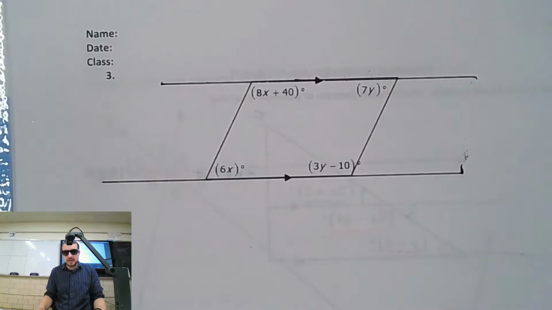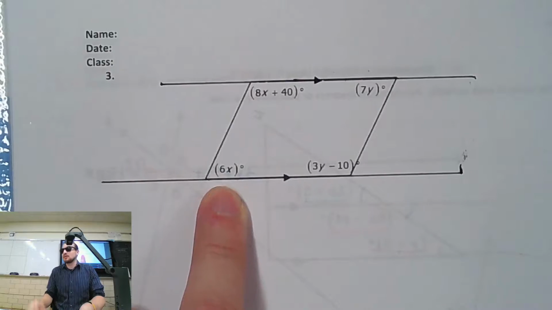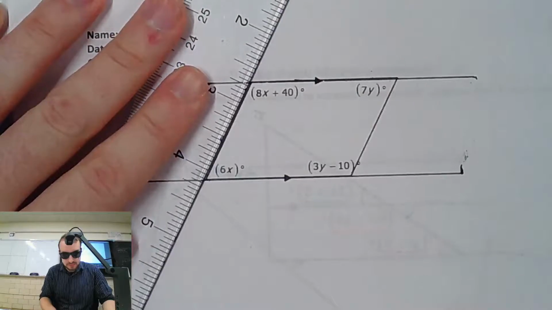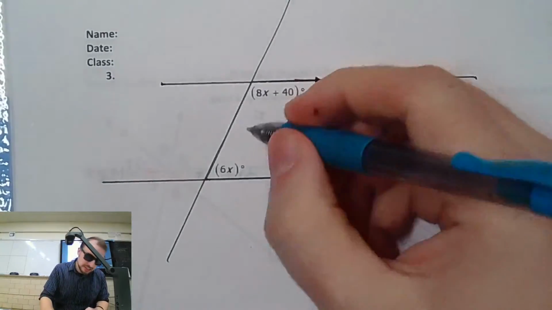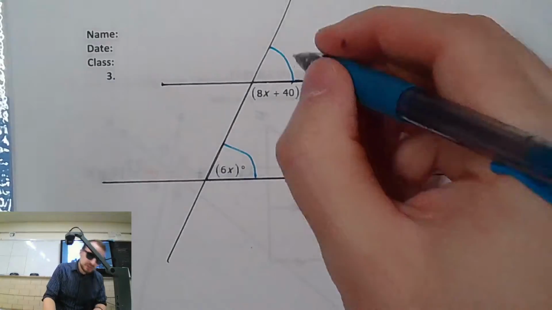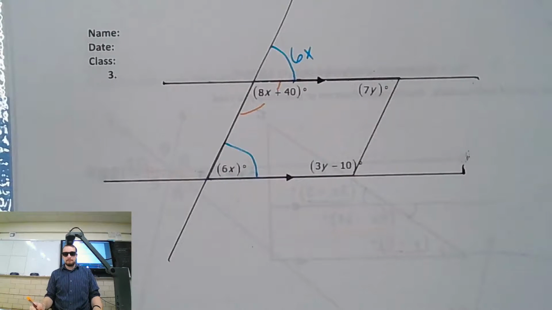All right. Now what? Yes, ma'am. 8x plus 40 plus 6x equals 180. Now the question is, how does she know that? Here's how. One of the ways is if you extend this out. Notice that 6x corresponds to this, and because the parallels are being cut by a transversal, corresponding angles are congruent, which means this is 6x, and these are supplementary, right? Good. Nice. Excellent. Fantastic. Next problem.